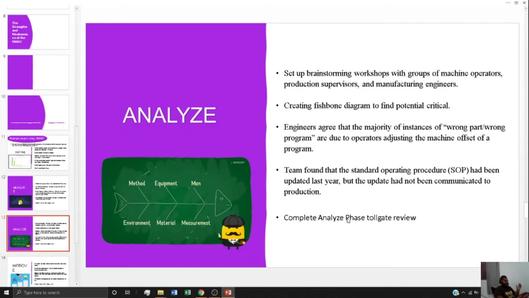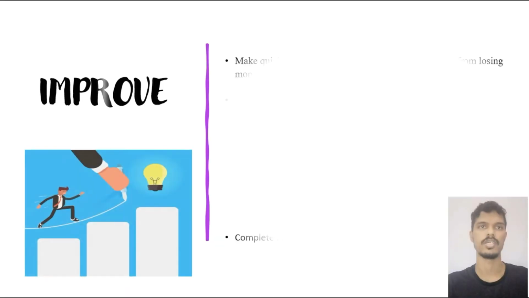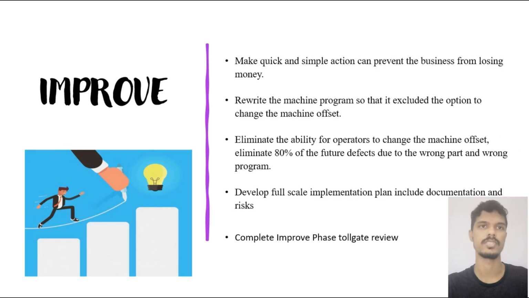With this solution, the analyze phase will be completed. For the next, the improve phase for the project on Fortune 500 manufacturing plants located in North America and Europe, I will explain about it.